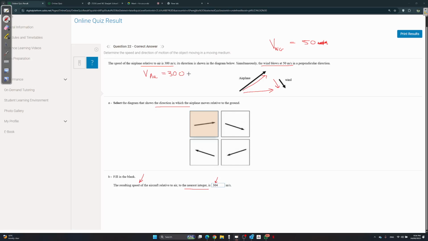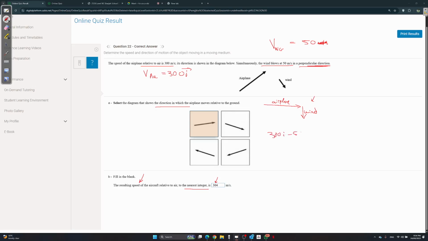You could say this is 300i. Now, I know it's not horizontal, but they said it's perpendicular. So you can actually rotate this a bit, and it's going to look like this, because they're perpendicular. So this is air, plane, this is wind. Anyways, you get this, and you can just sum them, and it's not hard.